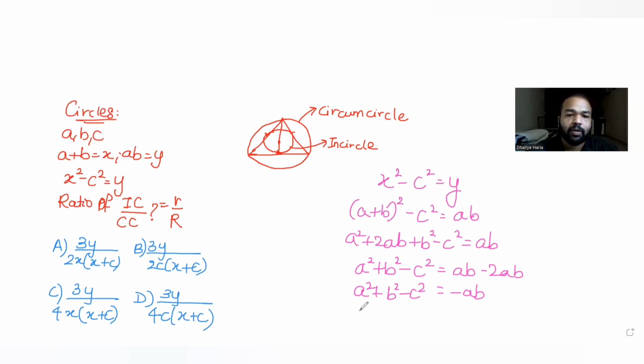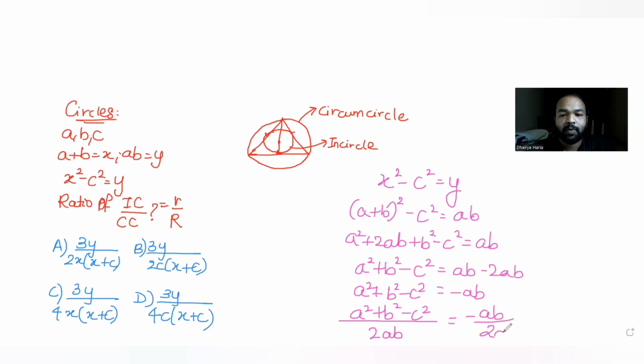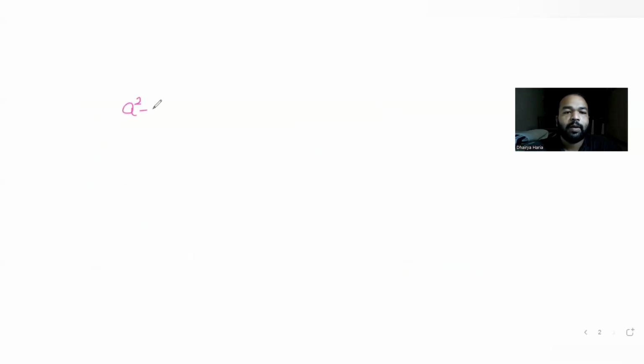Now, if I write this in terms of A square plus B square minus C square, if I divide both sides by 2AB so that the left hand side gets converted into a cosine formula, it gives me minus AB by 2AB. AB gets cancelled, you are left with A square plus B square minus C square upon 2AB is equal to minus half. Now when it is A square plus B square minus C square upon 2AB, we understand this is the formula for cos of C. So the cosine of the angle C is minus half.